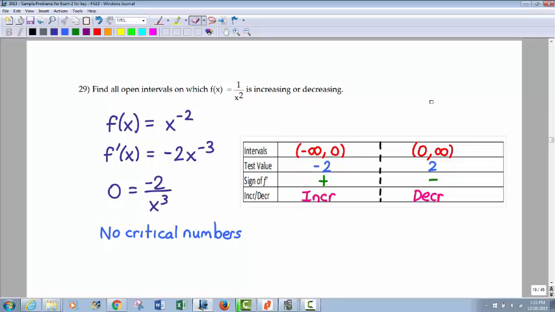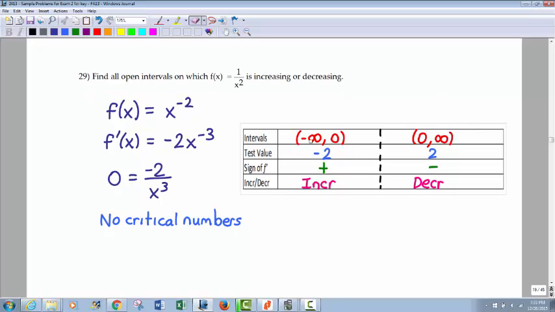So you got, let's see, there we go. Increasing from negative infinity to 0, and then decreasing from 0 to infinity. I skipped over putting the test numbers in there. That's pretty easy. Put in negative 2, whatever, negative 1, cube, it's negative. Negative over negative is positive. So there's your plus. Put in any positive number there, you'll get a negative. So positive increase, negative decrease.